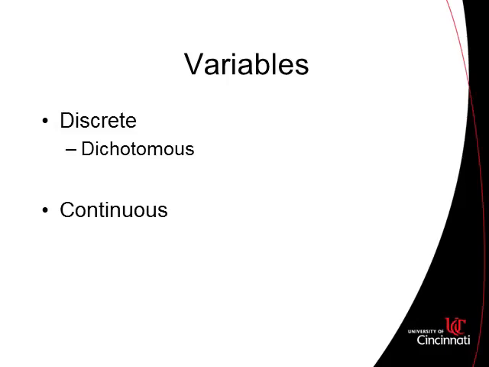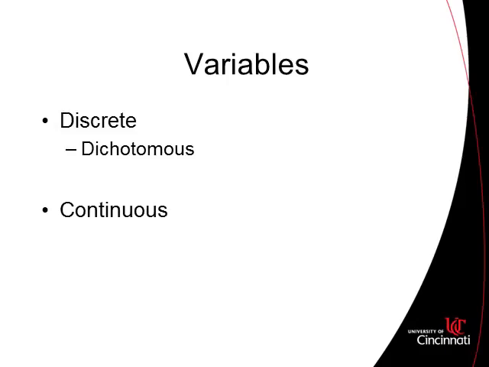And a subset of discrete variables is dichotomous. So this is a particular kind of discrete variable where there are only 2 possible values that a person could take on. So an example of a discrete dichotomous variable would be gender, male or female. So once again, there's only a limited number of options, but in dichotomous, it's only 2 options.